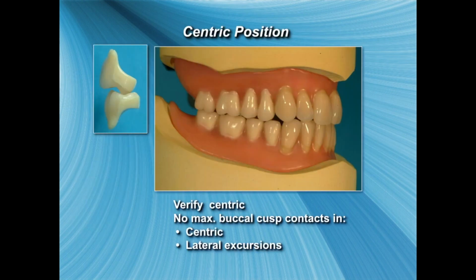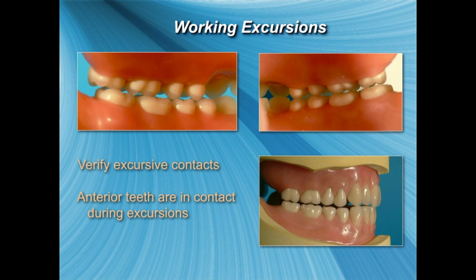Once our centric relation position has been verified, it is important to ensure that there are no maxillary buccal cusp contacts in both centric and lateral excursions. In lateral excursions, there should be working contacts of the maxillary lingual cusp. Similarly, the anterior teeth should be in contact during these excursions. If you look at the bottom right photo, you will notice, however, that mandibular and maxillary buccal cusps should not be in contact in these excursions.